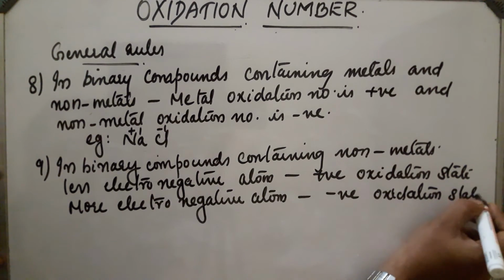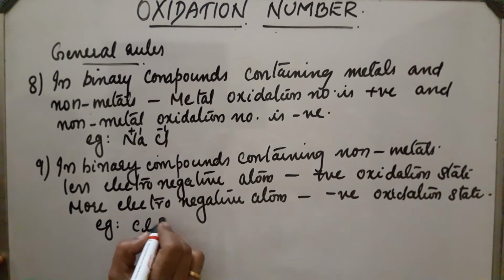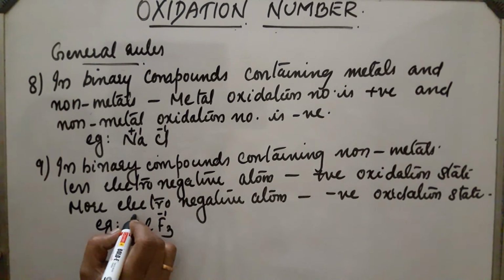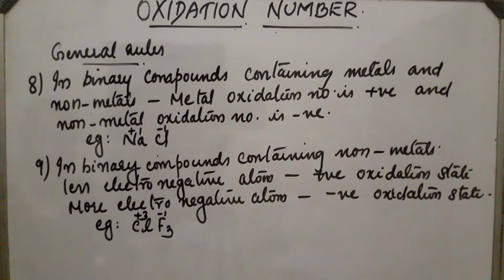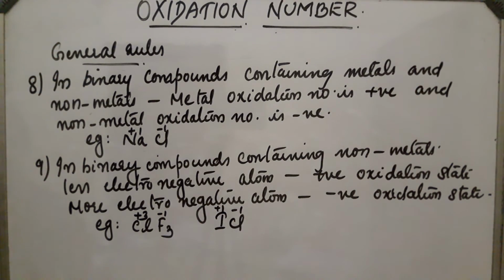Take one example, ClF3. Here, both are non-metals. Fluorine is having -1, so chlorine is having +3. More electronegative fluorine is having negative oxidation state and chlorine is having positive oxidation state. Another example, ICl, -1, +1. These are the important rules to find the oxidation number of different atoms present in a compound.